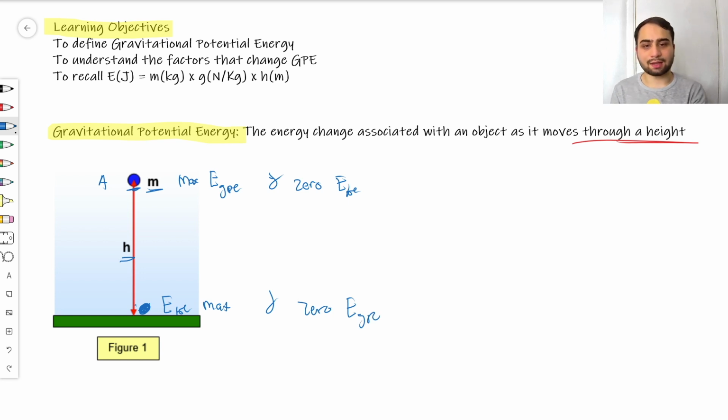Okay, so sometimes we can say that objects at the surface of the Earth have 0 gravitational potential energy. Physically, that's not really correct, but it's correct enough that we can use it to describe gravitational potential energy changes. Now you understand what gravitational potential energy actually is. It's always got to do with an object moving through a height. Now let's have a look at its equation.